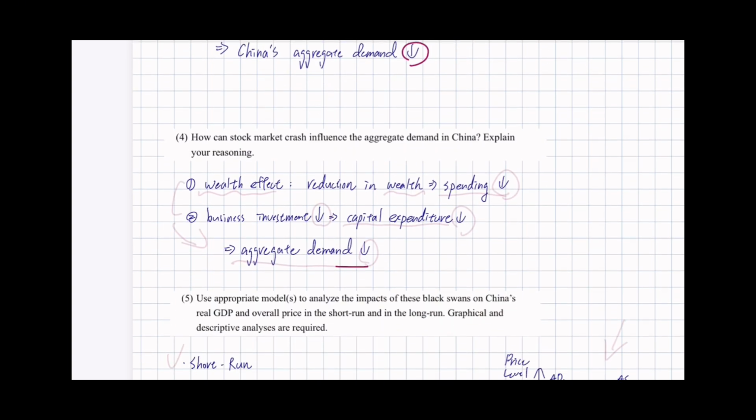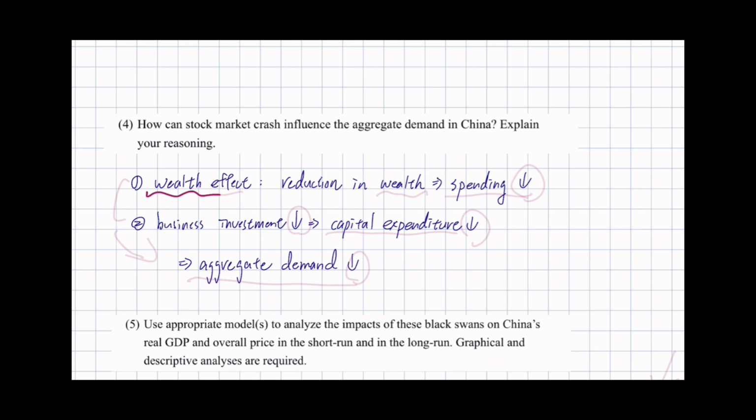The fourth question, because of the wealth effect, there will be a reduction in wealth for people. So people might spend less, so the spending will decrease. The second, business investments will decrease. This means capital expenditure decreases. Both of these result in aggregate demand decreasing.